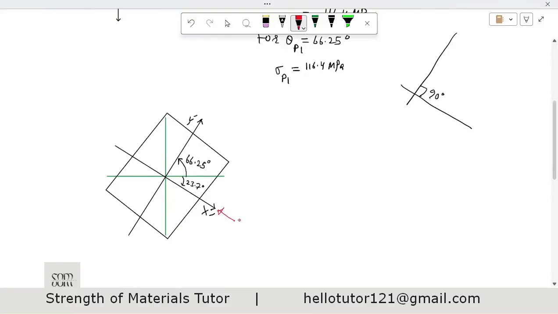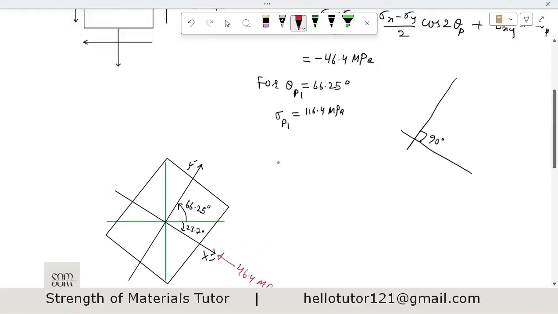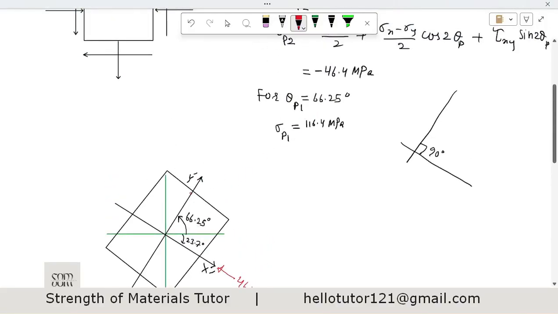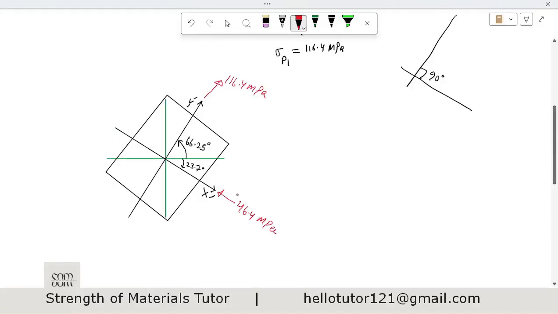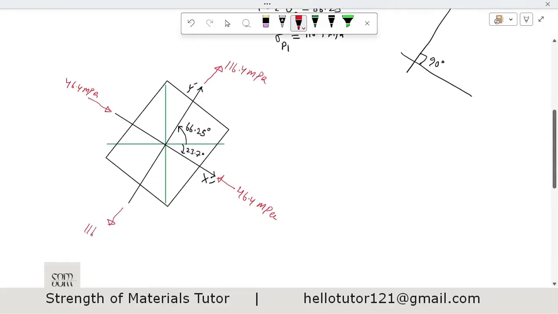46.4 megapascal. Now this is at an angle of 66.2 degrees, right? And here the stress is 116, and it is positive, meaning in this direction. 116.4 megapascal. Okay, now if you wish, you can also draw their complementary parts. So this is 46.4 megapascal. This is the complementary stress of this, right? And here we have the complementary stress of 116.4 megapascal, if you wish to write this.